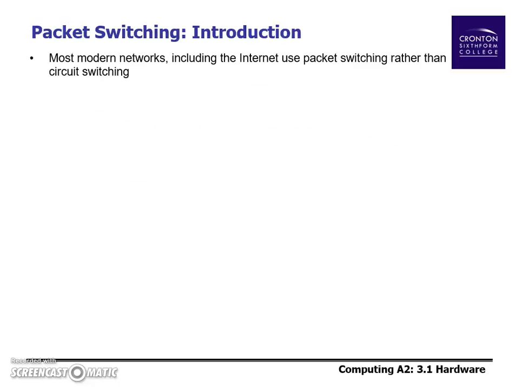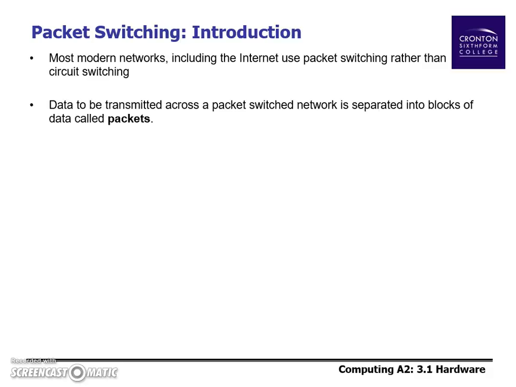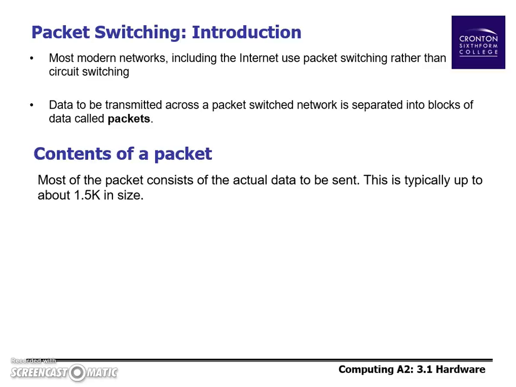Packet switching is used in most modern networks, including the internet, rather than circuit switching. Data can be transmitted across a packet switched network in separate blocks of data called packets. So the contents of a packet: most of the packet consists of the actual data being sent. It's usually around 1.5 kilobytes in size.